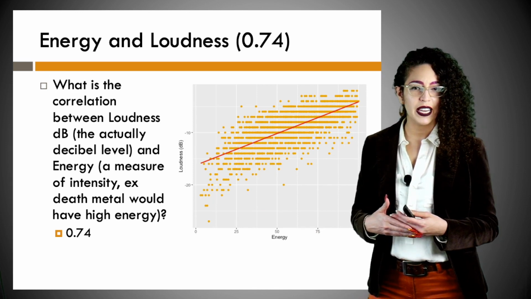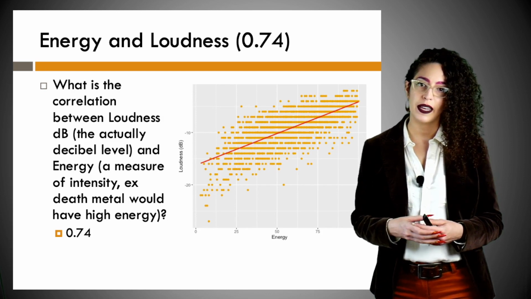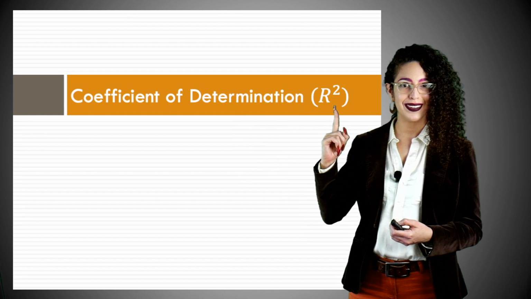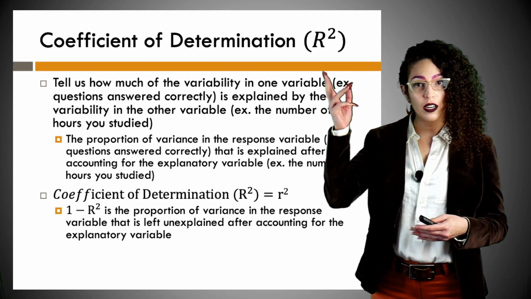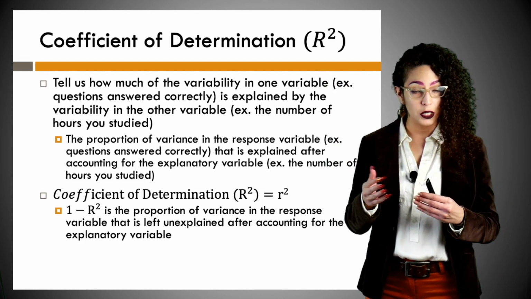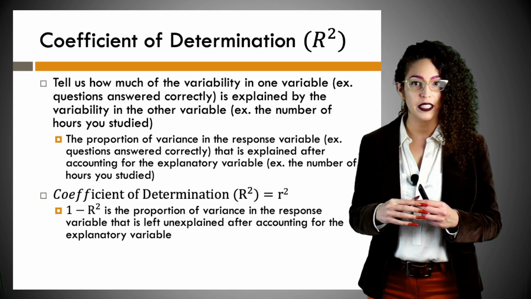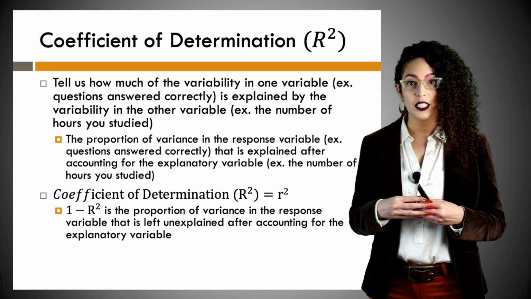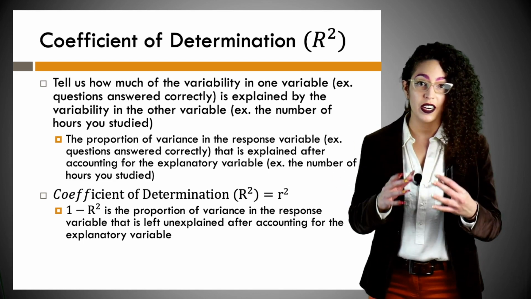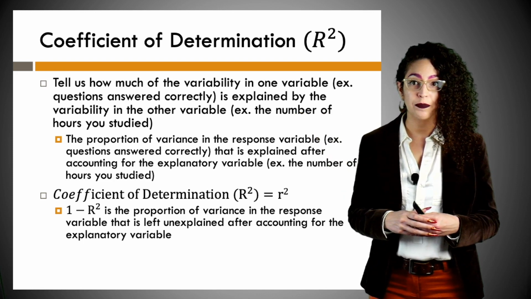Now we're going to look briefly at some of the variance that is being accounted for and how we can figure that out with correlation. Coefficient of determination, R squared. The coefficient of determination, also called R squared, tells us how much of the variability in one variable, like the questions answered correctly, is explained by the variability in the other variable, the number of hours you studied. So the coefficient of determination is basically saying what proportion of all that variance is explained by the other variable, the number of hours that you studied.